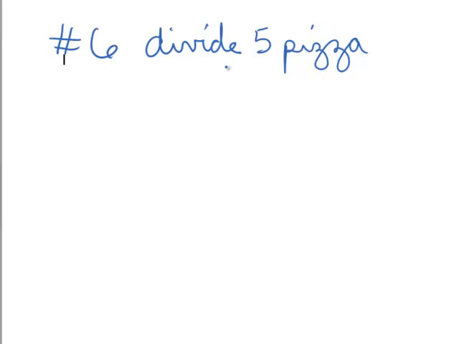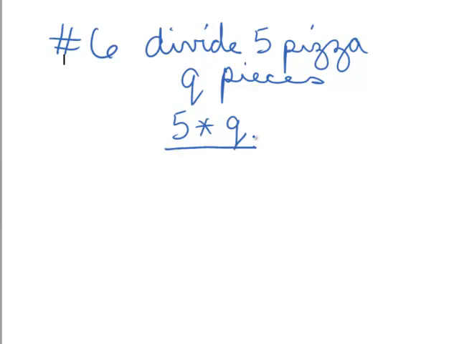We decided that we would divide the 5 pizzas into Q pieces. That means there would be 5 times Q pieces. And then we would take all of those pieces and divide them into P-sized groups to get the number of servings. That was in the last video.